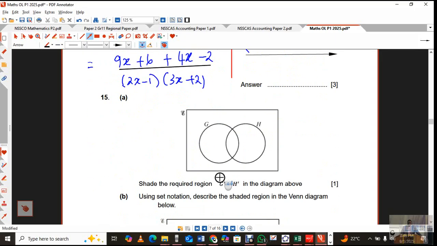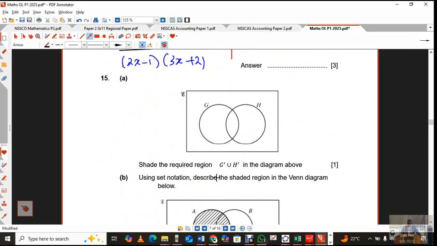Okay. Right, question 15. Let's see what we have over here. They say we are supposed to shade. Now, there's something very interesting about that. So we shade what is not in G with the union of what is not in H.